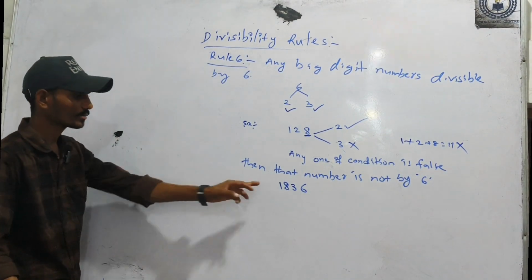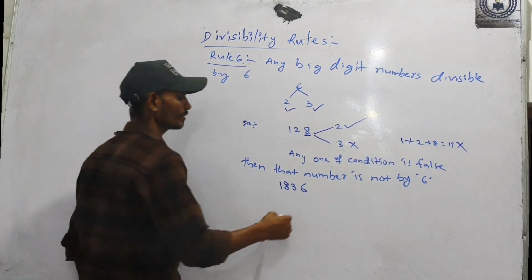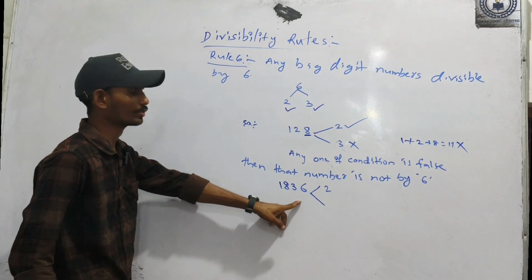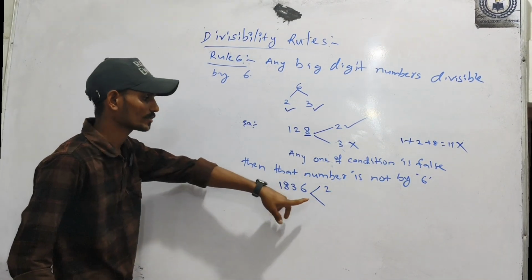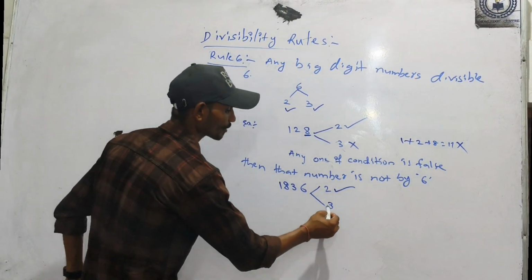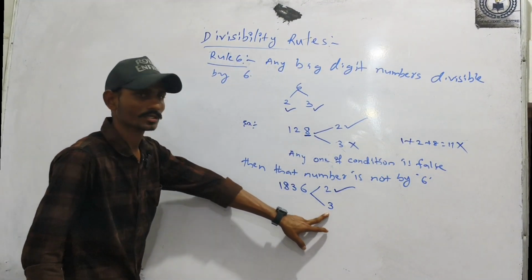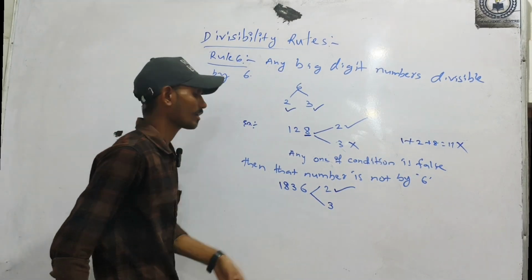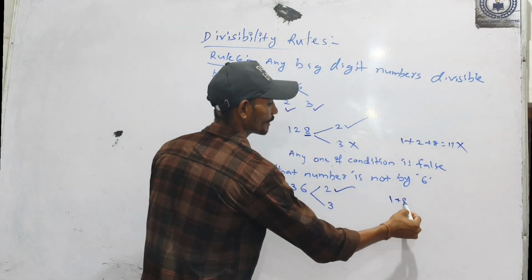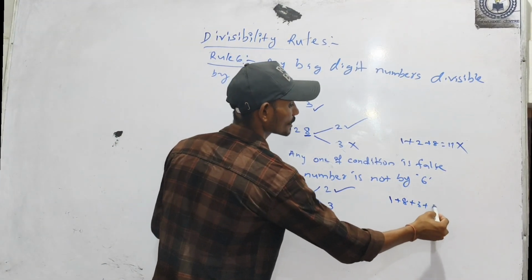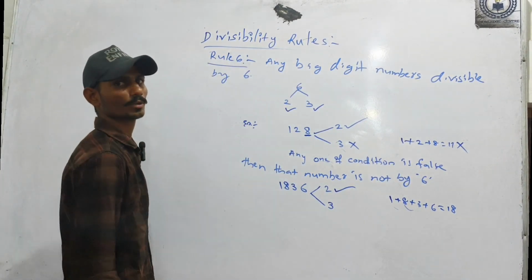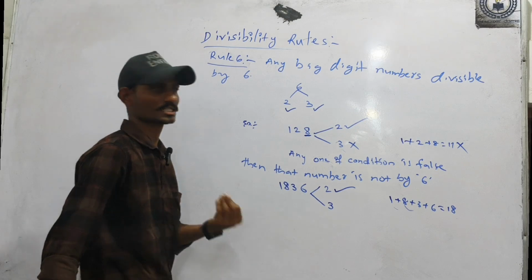You are going to check whether this number is divisible by 6 or not. First, this number must satisfy two conditions. First, is it divisible by 2? Yes, because its last digit is 6. Next, check rule 3. Is the number divisible by 3? Sum of all digits: 1 plus 8 plus 3 plus 6. 9 plus 9 is 18. Is 18 a multiple of 3? Yes, 6 threes are 18.